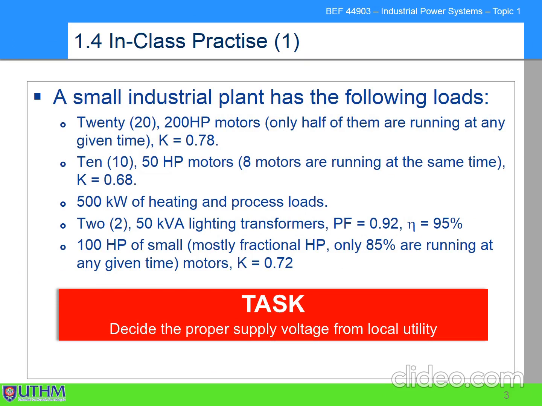Okay, a small industrial plant has the following load. First, 20 200 horsepower motors, 10 50 horsepower motors, 500 kilowatt of heating and process loads, 2 units of 50 kVA lighting transformer, and 100 horsepower of small, mostly fractional HP motors, only 85% are running at any given time. Thus, decide the proper supply voltage from the local utility.